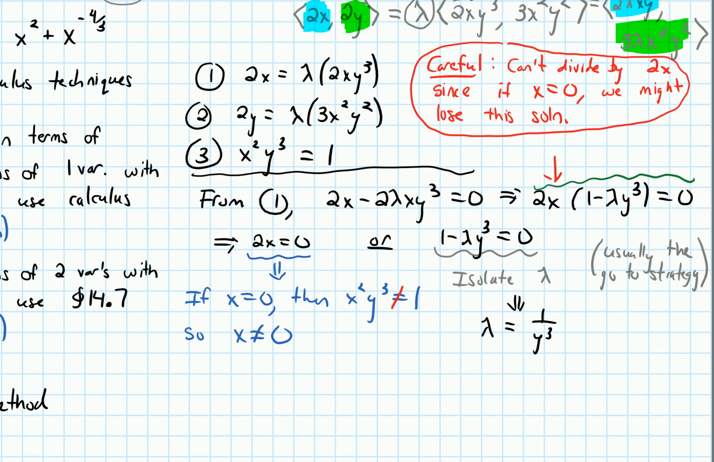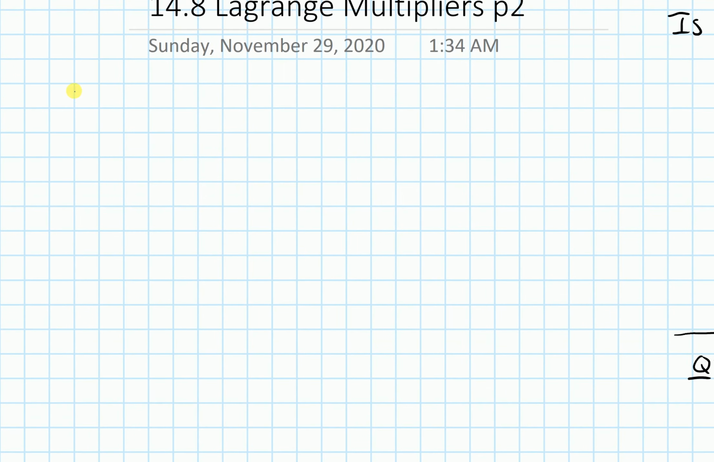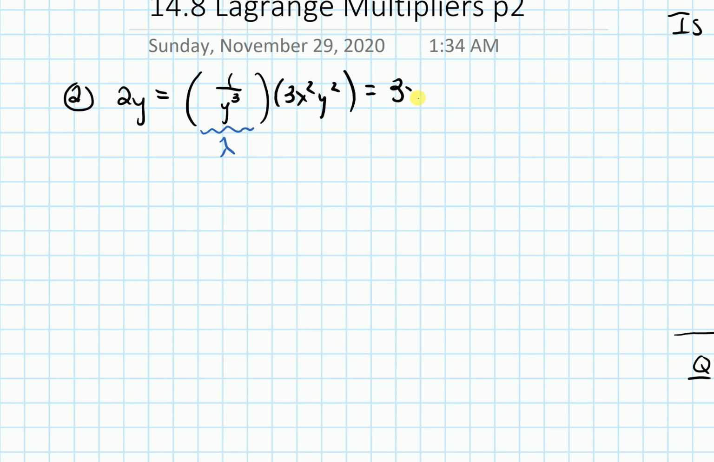Okay, so going back to what we have here, we have that lambda equals 1 over y cubed. Now let's take this and substitute into a different equation, like 2, because 2 also has a lambda. So let's do that. In equation 2, we have that 2y equals lambda times 3x squared y squared. So the value we got for lambda was 1 over y cubed. And simplifying this, we get 3x squared over y.